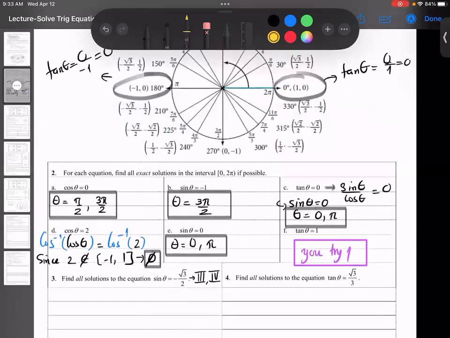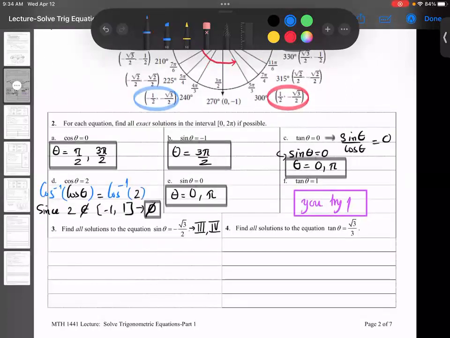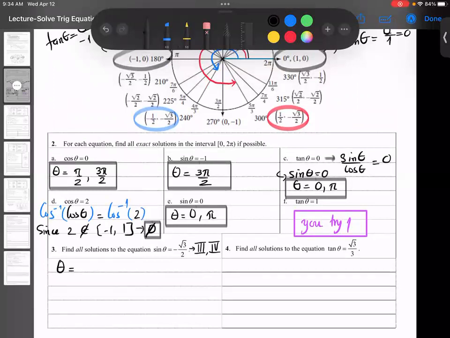So at quadrant 3, negative root 3 over 2, I see that one. Also that one. So apparently, what angle is that? Let me put it in red. The blue one is from here to here, and the red one is from here to here. So theta equals either 4 pi over 3 or 5 pi over 3.